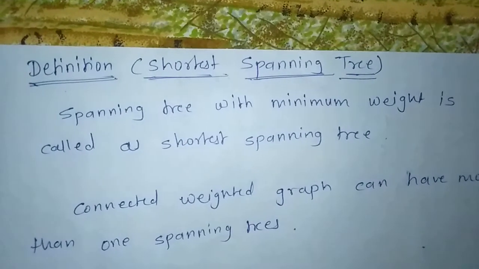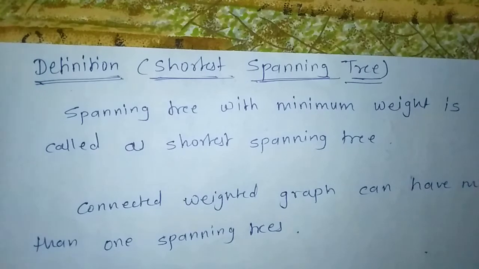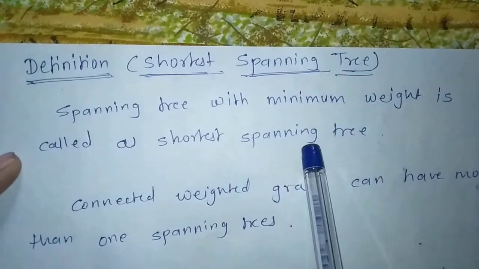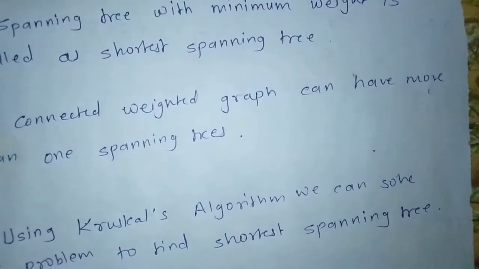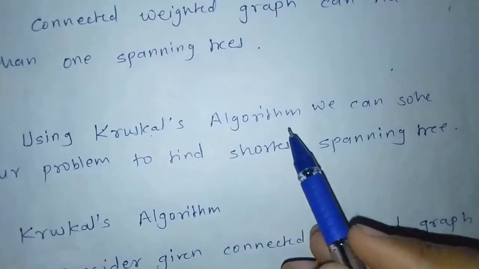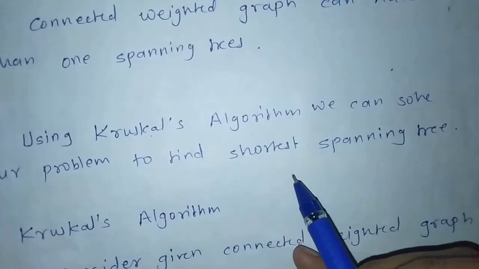Hello students. Next point is definition of shortest spanning tree. Spanning tree with minimum weight is called as shortest spanning tree. A connected weighted graph can have more than one spanning trees. Using Kruskal's algorithm, we can solve our problem to find shortest spanning tree.